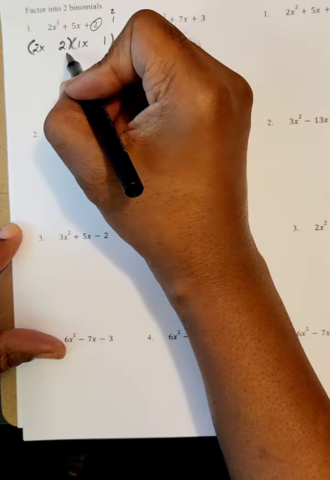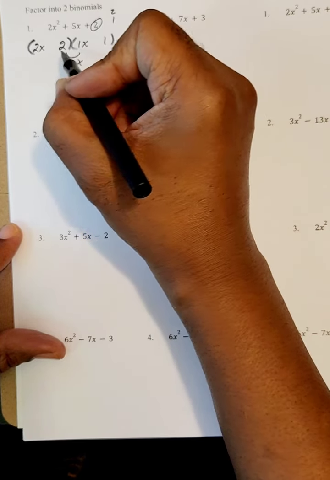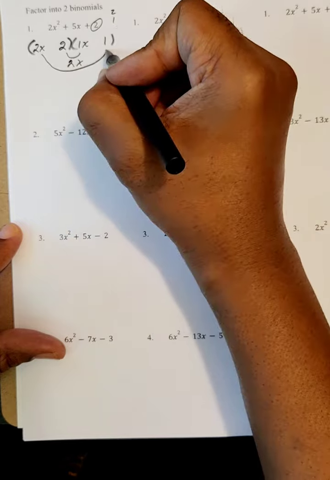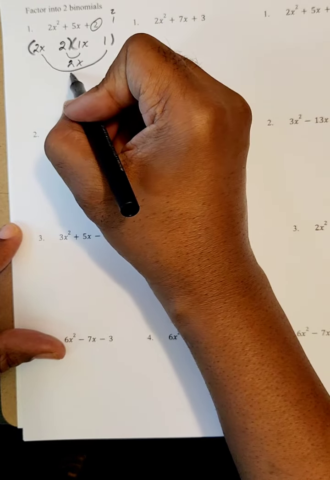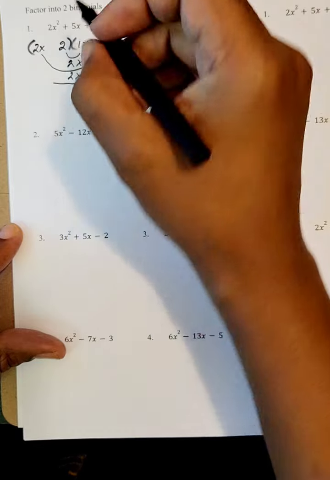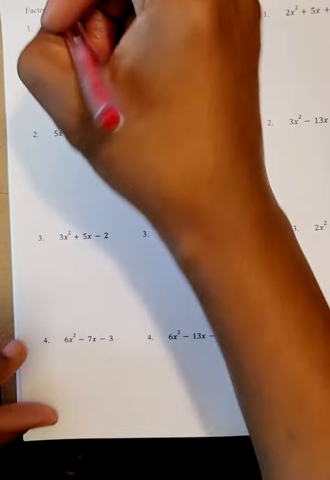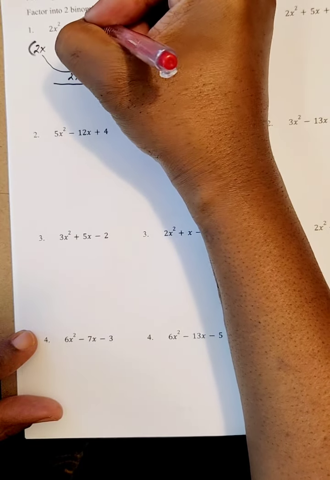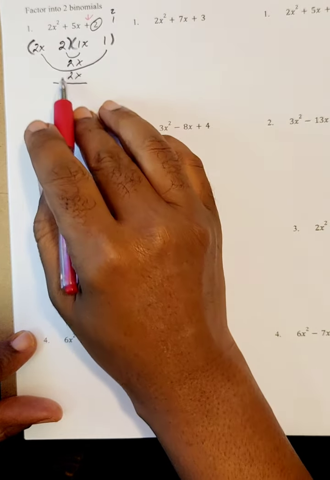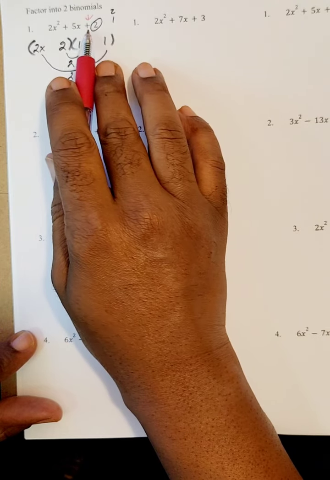Now, let's multiply the inside. We get 2 times 1x, which is 2x. And then we multiply the outside, 2x times 1, which is 2x. Then we're going to see if we can make a 5x. And the rule for making the 5x will be this. This right here says a positive means the signs have to be the same, either both positive or both negative, but the signs have to be the same.